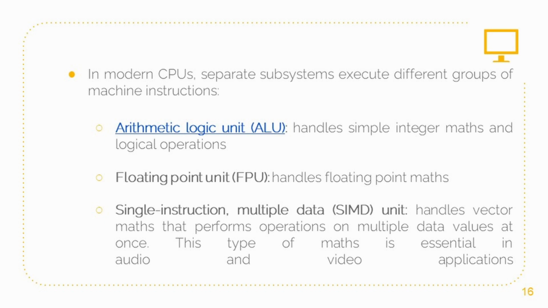FPU, and SIMD unit. Modern CPUs can achieve higher performance and efficiency in executing different types of instructions. This specialization allows CPUs to handle a wide range of computational tasks effectively, from basic arithmetic and logical operations to complex floating-point calculations and parallel processing tasks.